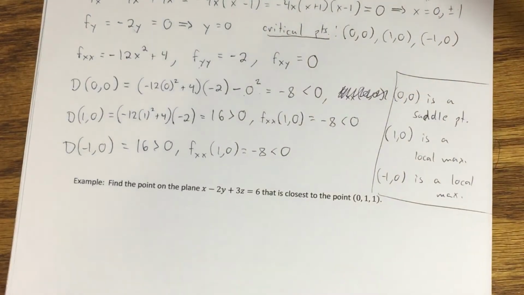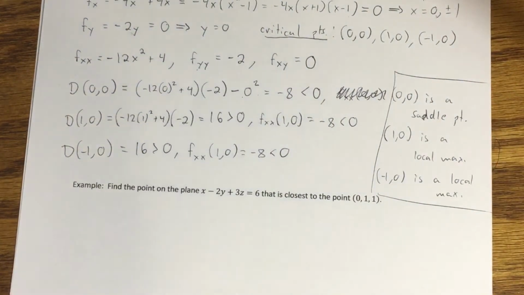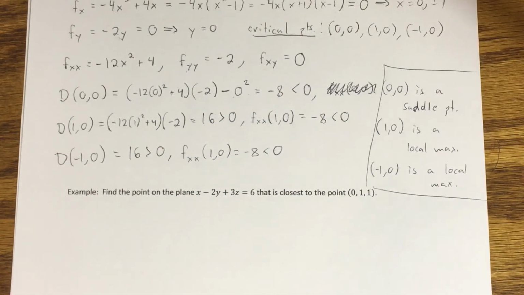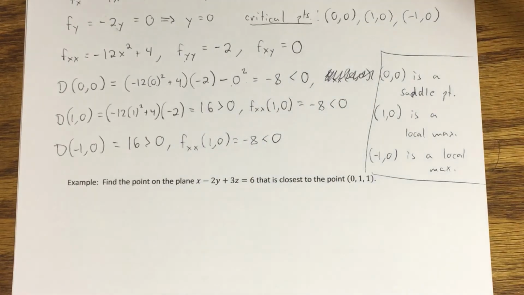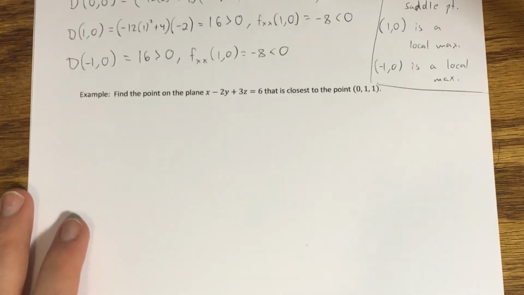Okay? That's how we use that second derivative test. All right. Let's take a look at another couple of problems where the optimization that we're doing is not just for some arbitrary function, but there's some physical or interpretive context that we could come up with.